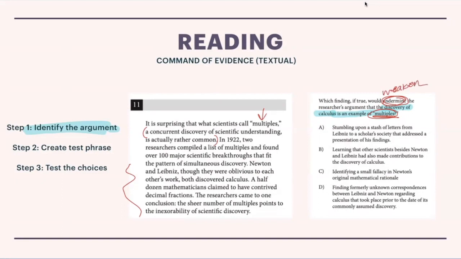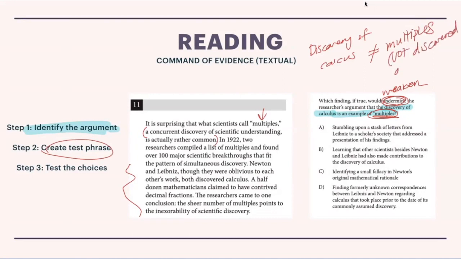So we want to create this test phrase. The test phrase becomes: discovery of calculus is not going to be multiples, aka it's not going to be discovered at the same time, right? That's what we're saying. So the discovery of calculus did not happen at the same time. That's when we want to test the choices, since we have our test phrase here.